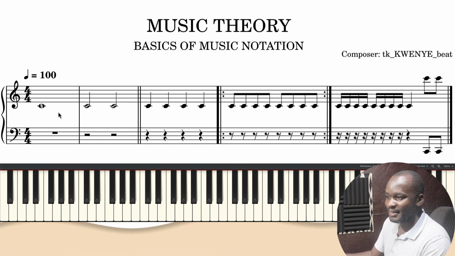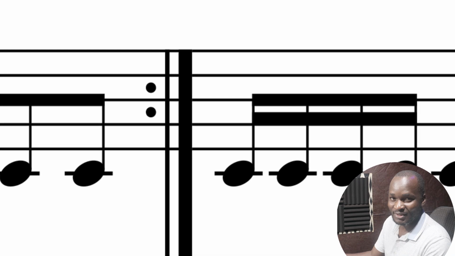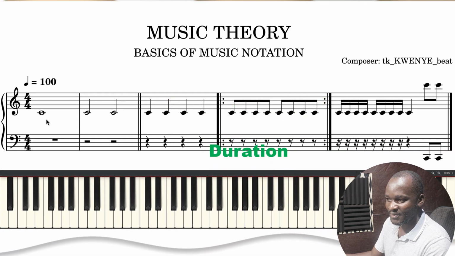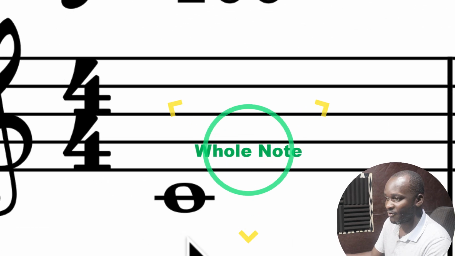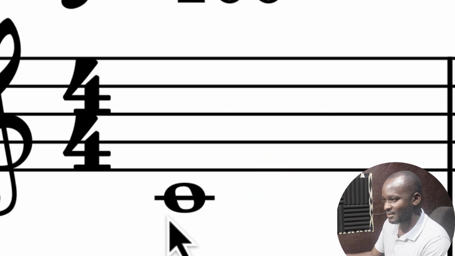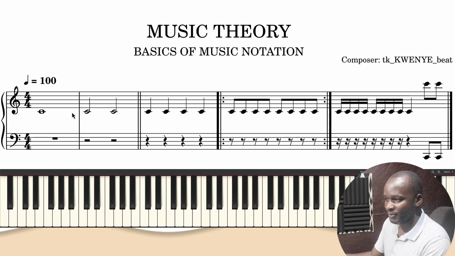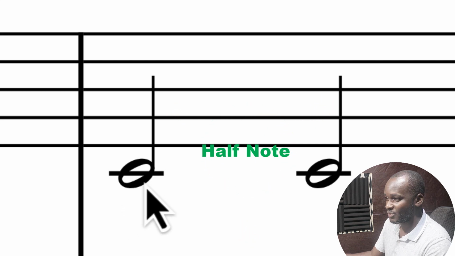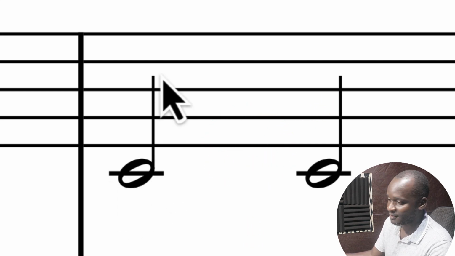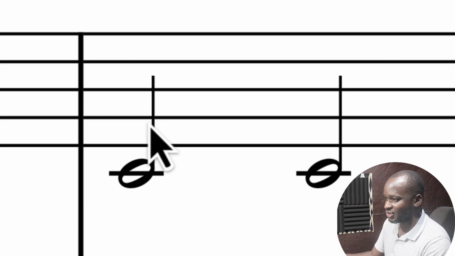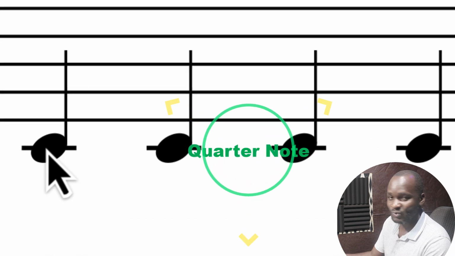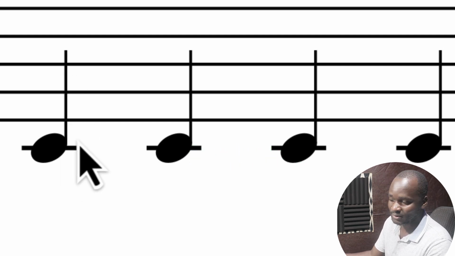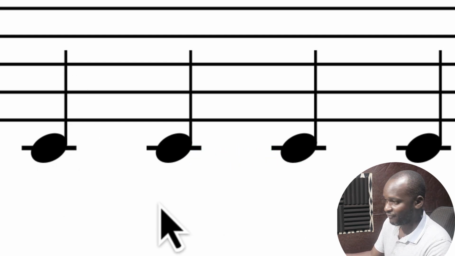Then the next important aspect of a note is its duration. How long is it? If you see a circle without shading, that means it is a whole note, which lasts for 4 beats or 4 counts. If you see a circle or oval not shaded but having a stem, that means it's a half note and it lasts for 2 beats. So we need 2 of such notes to make 4 beats for a bar. If you see a shaded oval with a stem, that means it's a quarter note and it lasts 1 beat. So we need 4 of such notes to make a full bar of 4 beats.